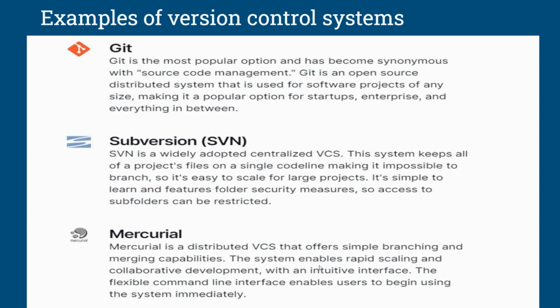And we have examples of different version control systems. We have Git, which is the most popular. Git is the most popular option and has become synonymous with source code management, which can also mean version control systems. Git is an open source distributed system that is used for software projects of any size, making it a popular option for startups, enterprises, and everything in between.